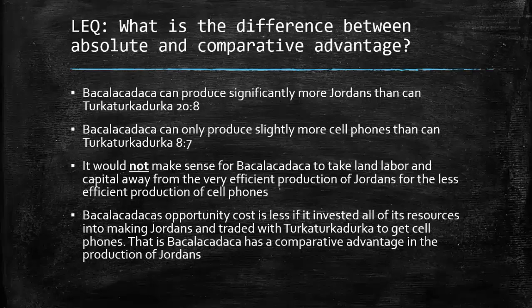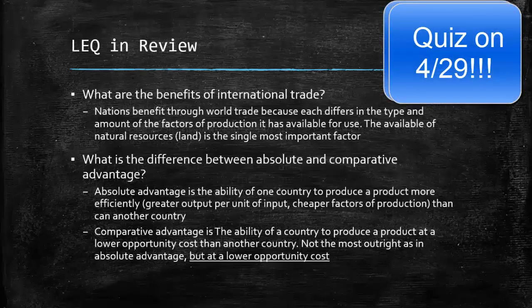All right guys, we will be practicing these ideas more in class. So here's the LEQ in review. What are the benefits of international trade? Here's the one take-home I want for you. Nations benefit through world trade because each nation differs in the type and amount of factors of production it has available for use. And our second LEQ: what is the difference between absolute and comparative advantage? Absolute advantage means you are absolutely the best at everything. However, most trade occurs because of comparative advantage. The reason why is because, remember guys, economics is all about minimizing opportunity cost.